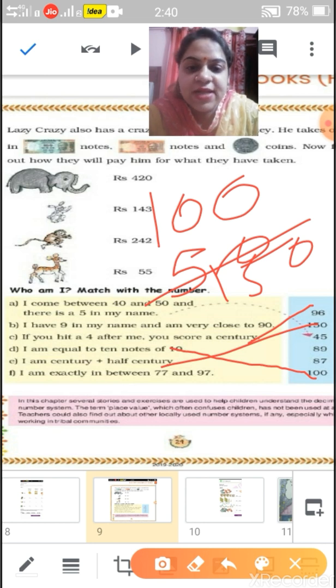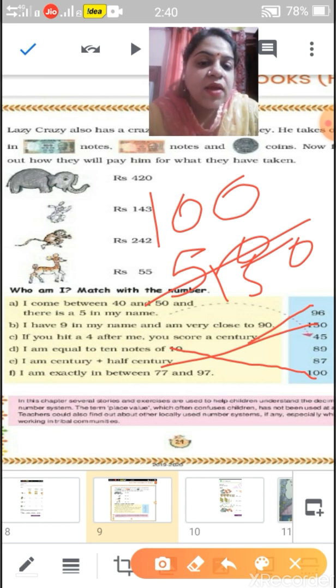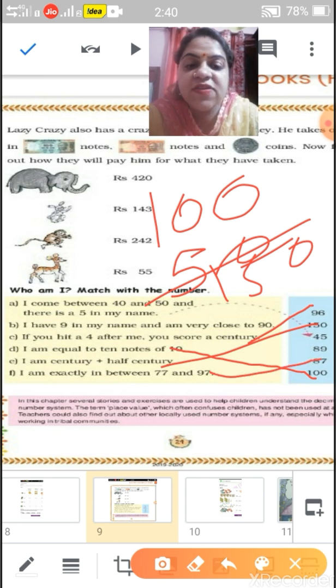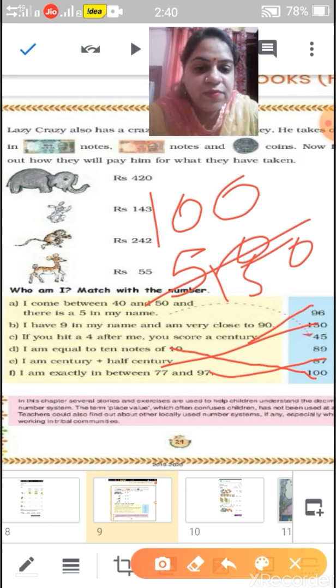I am exactly in between 77 and 97. So what is your solution? That is which number? 87. 89 already we have used because it is close to 90. So between 77 and 97 is 87.